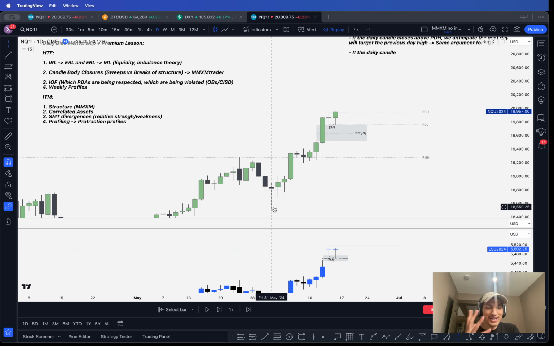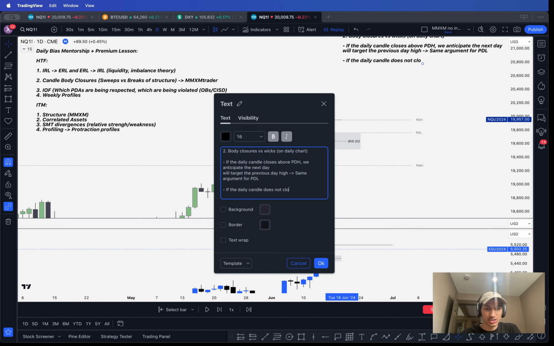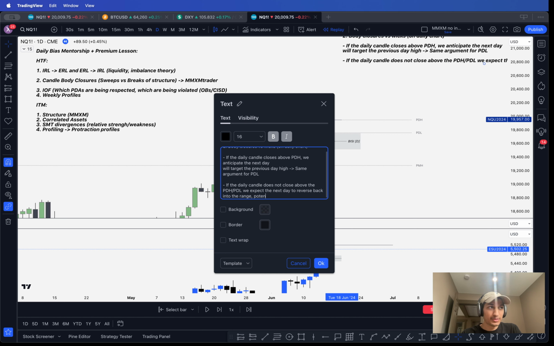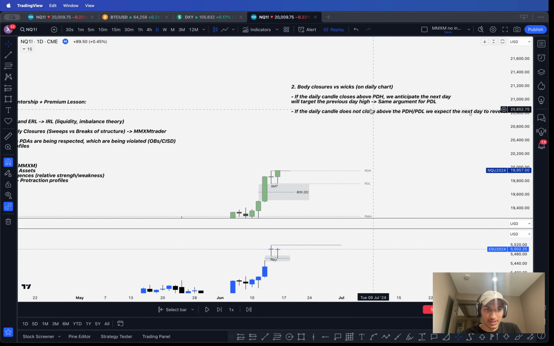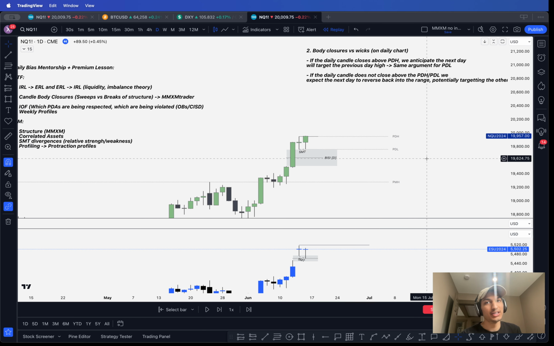And now we have a unique edge case where if the daily candle does not close above the previous day high or previous day low, we expect the next day to reverse back into the range, potentially targeting the other side. So what do I mean by that? That's a large statement, so let me break that down. If the daily candle fails to close above the previous day high or the previous day low, we have two unique expectations on the draw for that next day.